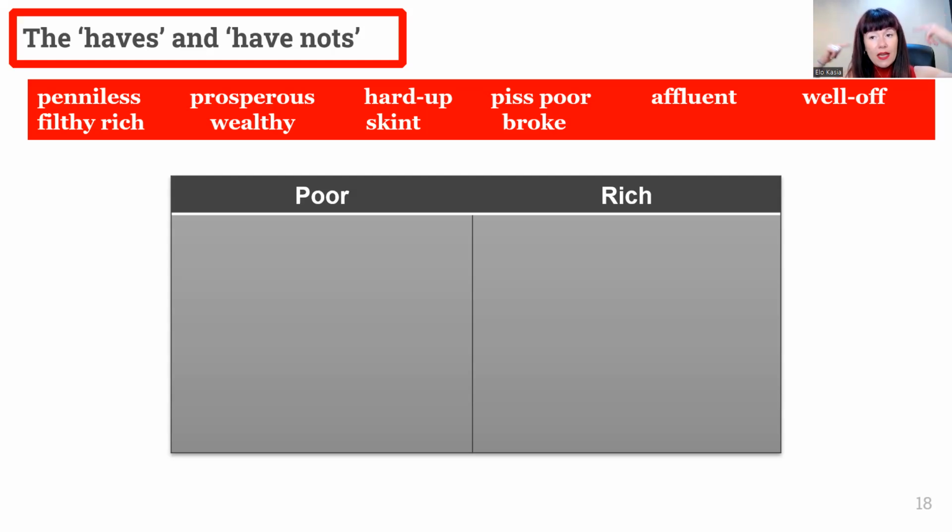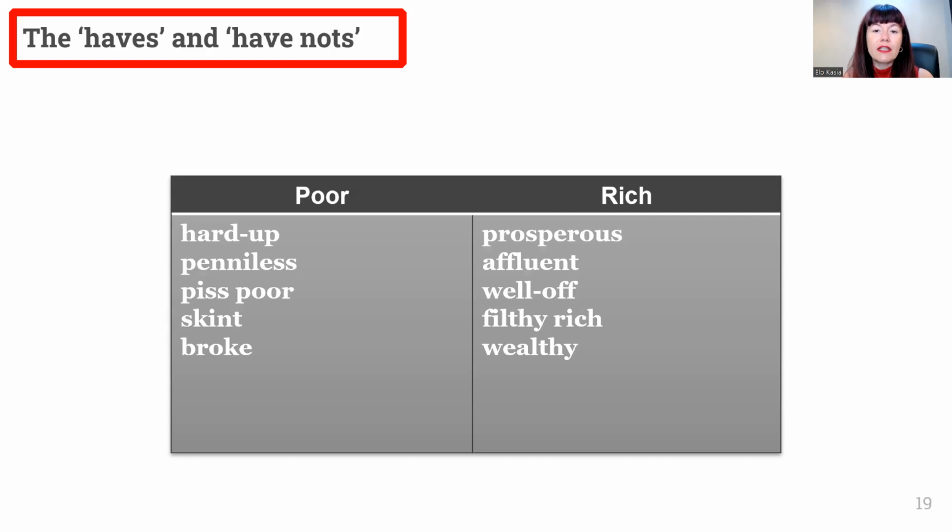One more time, okay? As you listen, please repeat after me. Penniless, prosperous, hard up, piss poor, affluent, well off, filthy rich, wealthy, skint, and broke. So please pause this slide and do it at your own pace. And if you are not sure of any of the words, you can look them up in a dictionary or online, but I'm going to give you the correct answers now.